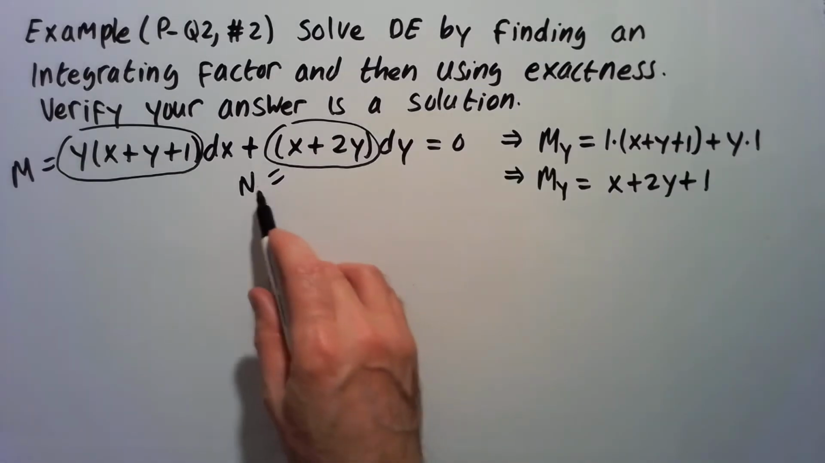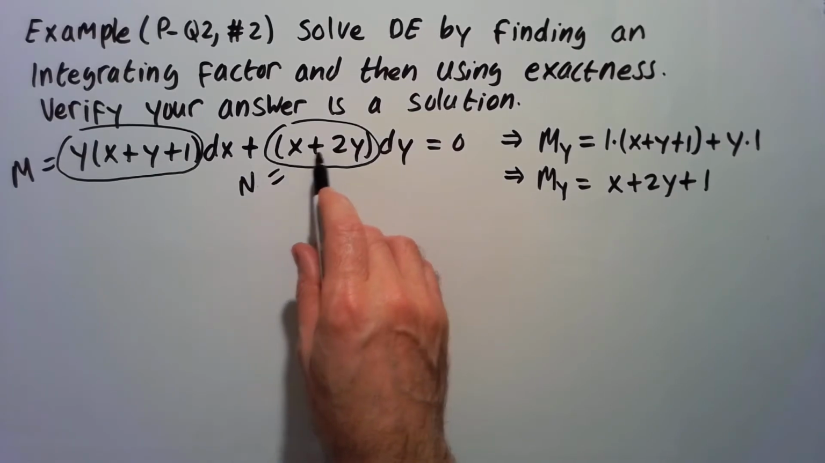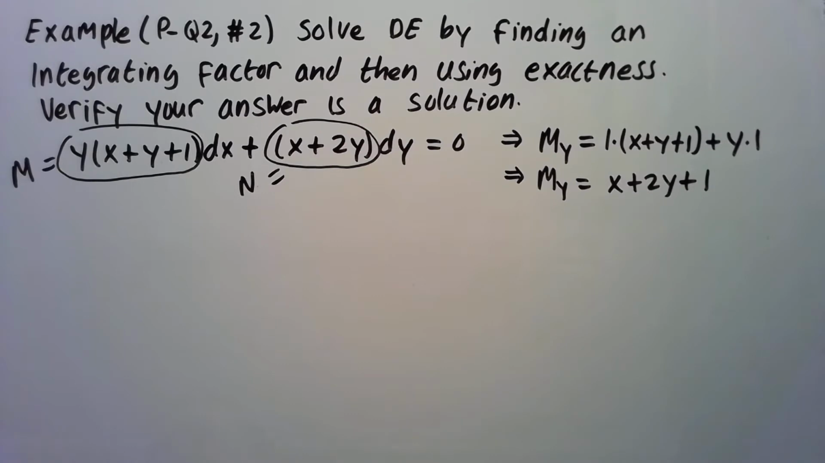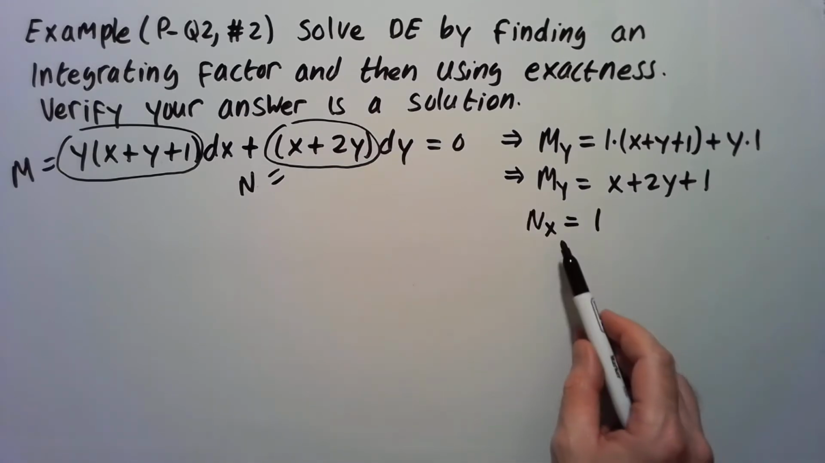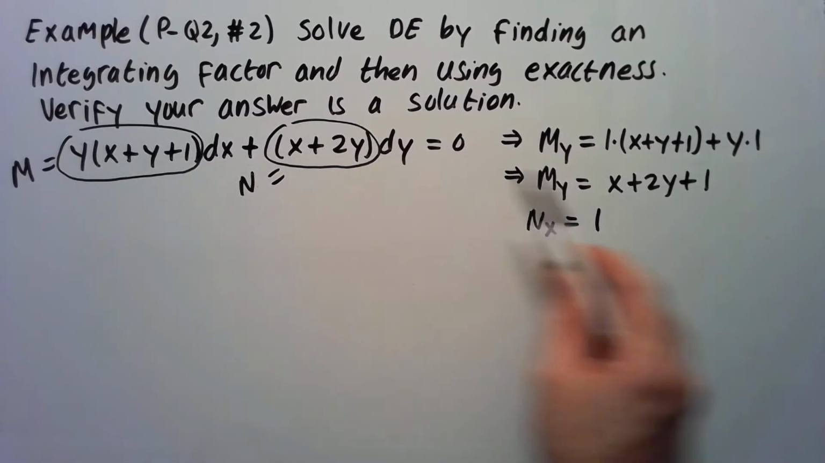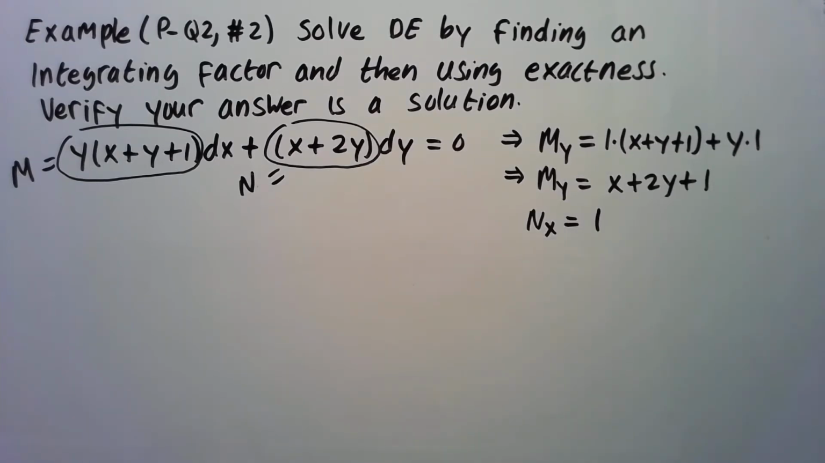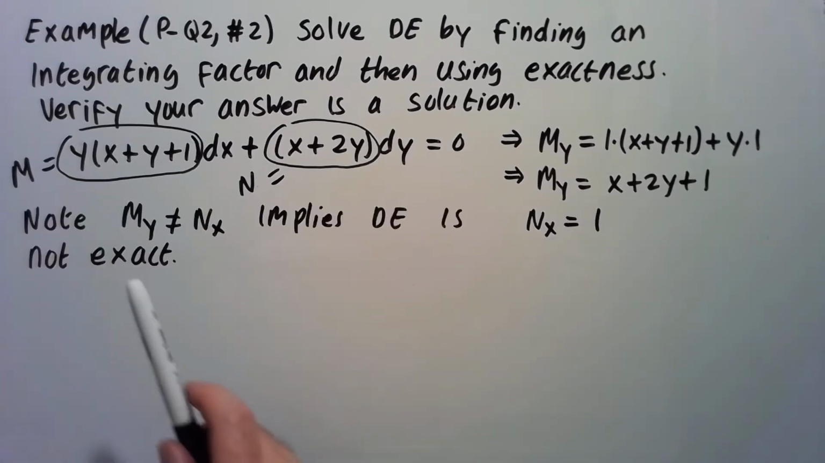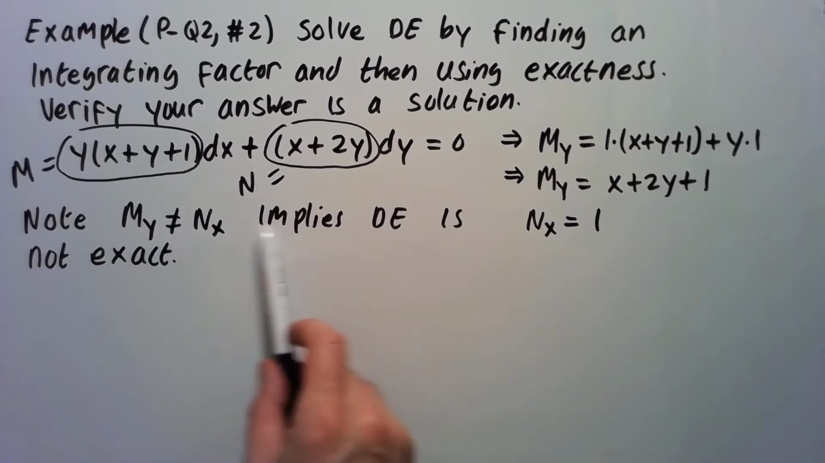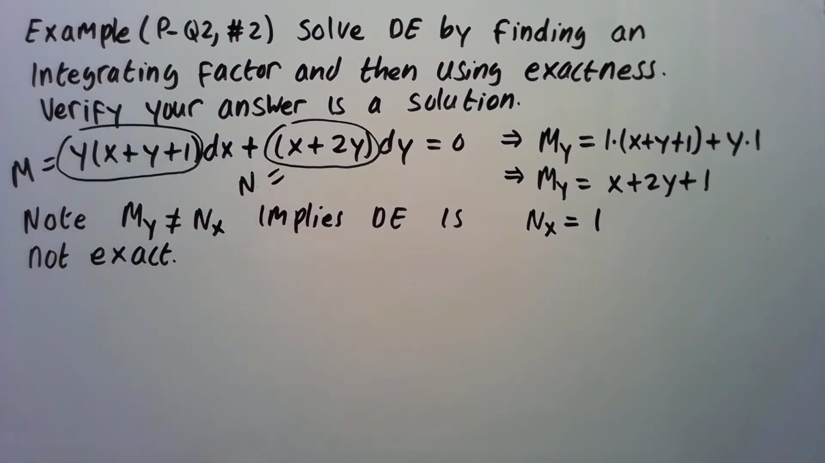Let's find N's derivative with respect to x. So it looks like there's going to be 1 here. So it's just 1. You can see that the differential equation is not exact at the moment because M_y does not equal N_x. So we can note M_y not equal to N_x implies the differential equation is not exact. So we have to find our integrating factor. We're going to use the method we developed in the last section.